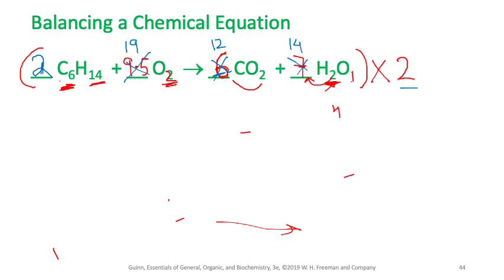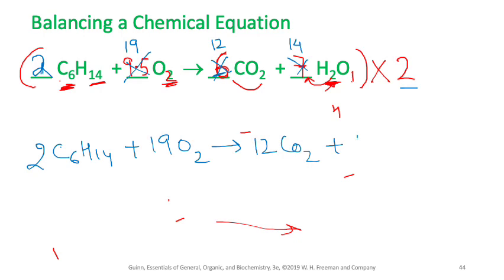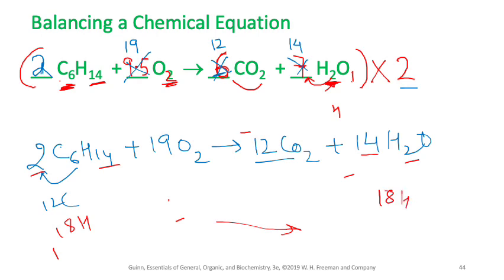So the final balancing of the chemical equation is 2C6H14 plus 19 oxygen gives you 12 carbon dioxide and 14 water. If you compare to see now if each atom is balanced, you have 12 carbon atoms, and 12 carbon atoms on the product side. Let's see how many hydrogen you have: 2 times 14, 28 hydrogen on this side.